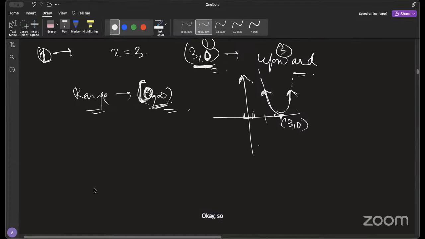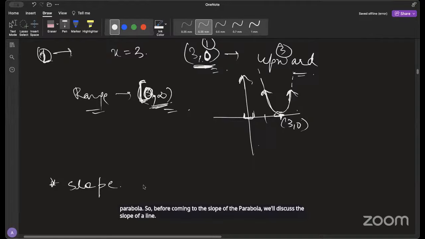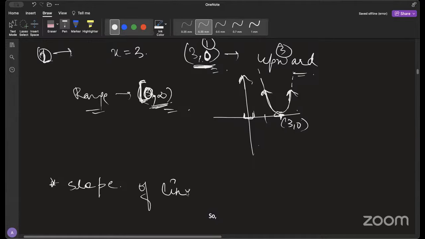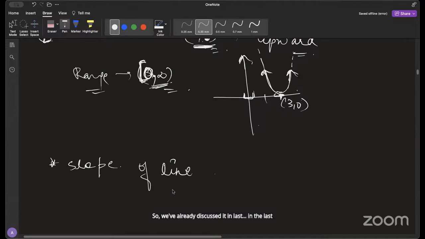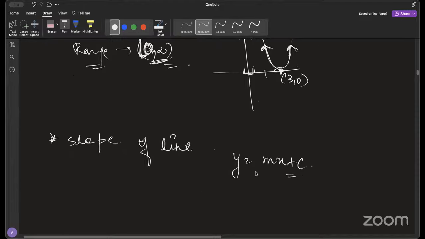Okay, so next up we have the slope of a parabola. Before coming to the slope of the parabola, we'll discuss the slope of a line. We've already discussed it in the last 2 weeks. Let's say your line is this. Then the slope is given by m, and it's a constant thing here. So slope is constant.